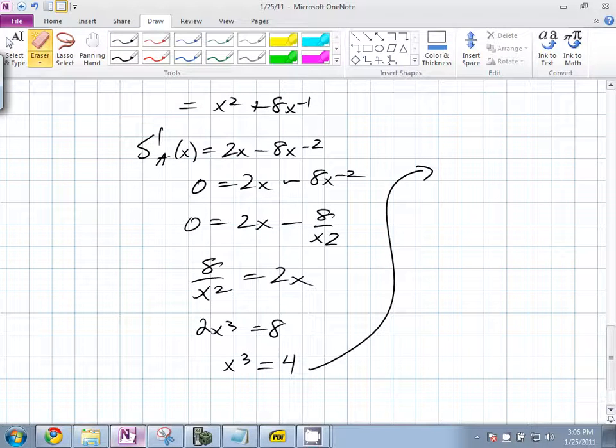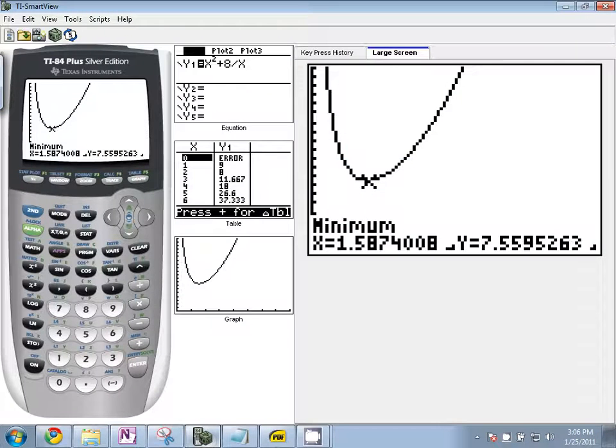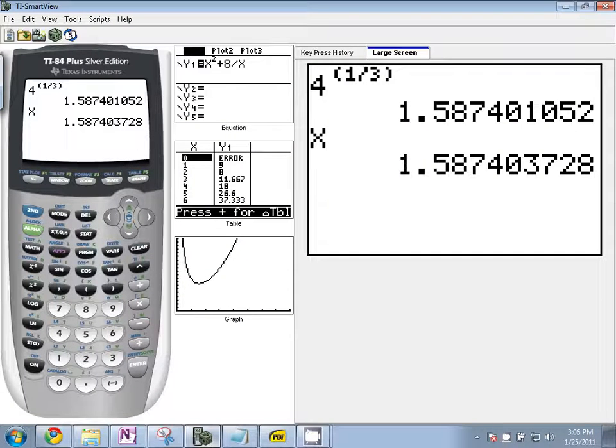Cube root of 4. If you go back to your calculator and do the cube root of 4, look what you end up with. 1.587401052. And what was the actual value? 1.5874003. The bottom one's the estimate, the top one is the exact value. So that's what the exact answer is.